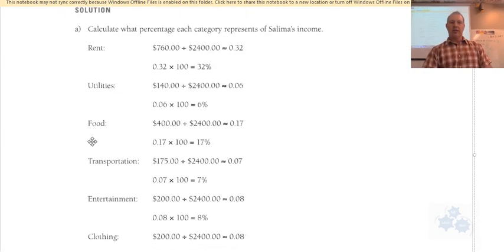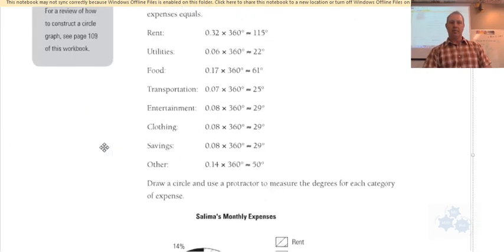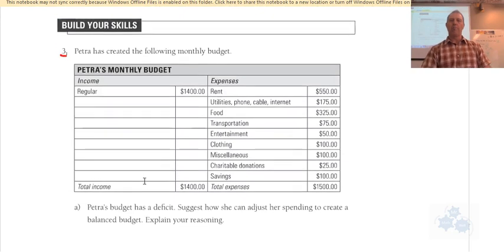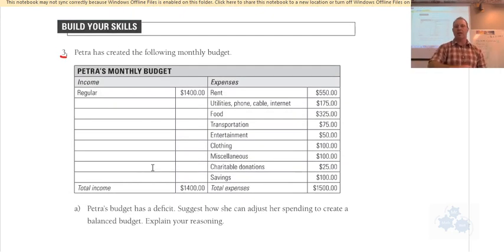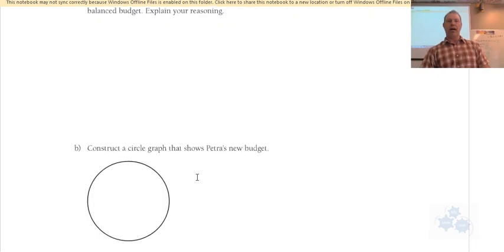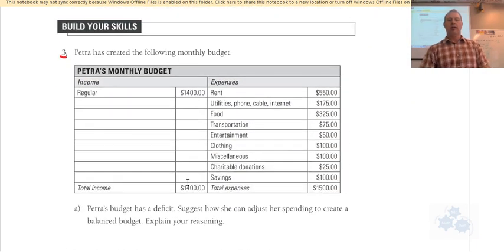So let's take a look. We'll just skip by this example a bit here. Oh, look at this, pie charts. So we're going to practice making a pie chart pretty soon. Okay, so here is number 3, on page 359. Here we're going to adjust a budget, and we are going to do a pie chart as well. So we're going to do those two things for this question. So number 3, Petra has created the following monthly budget. All right.